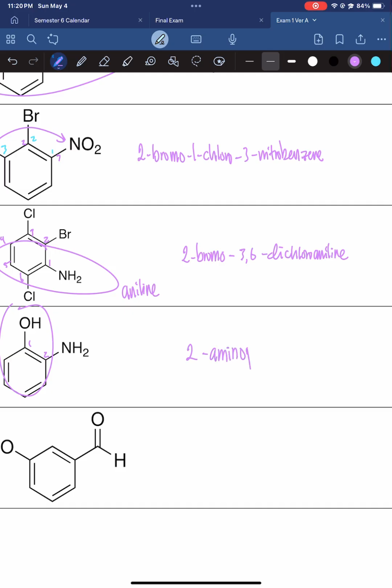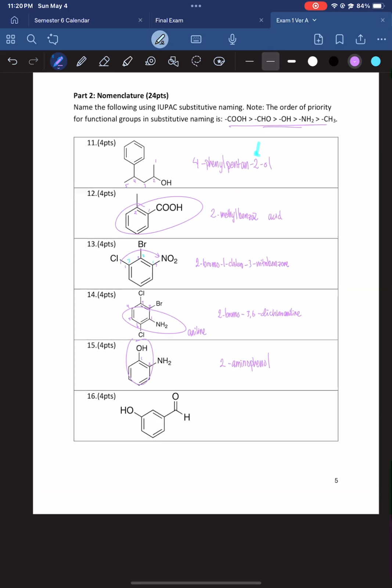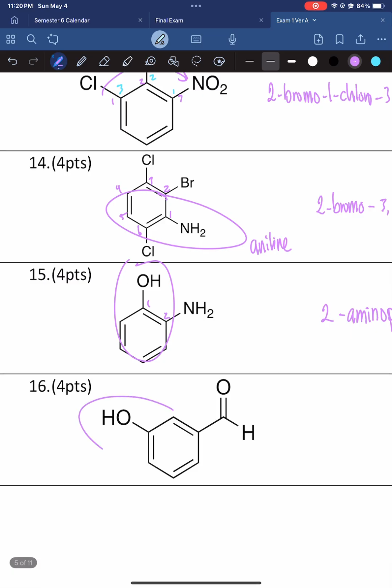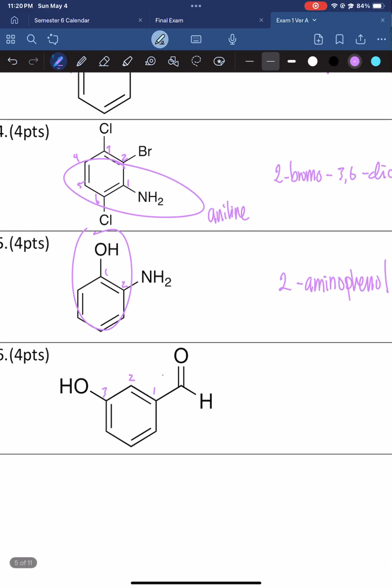Amino phenol. Cool. Now let's look at question number 16. Starting here, we have this phenol group here, and this group here. This is our benzaldehyde, and benzaldehyde is going to take priority. So we're going to start naming here for the lowest numbers. We're going to go right to left, 1, 2, 3.